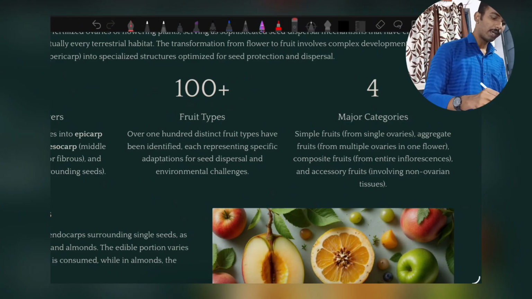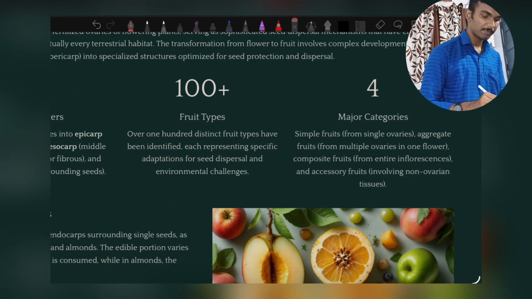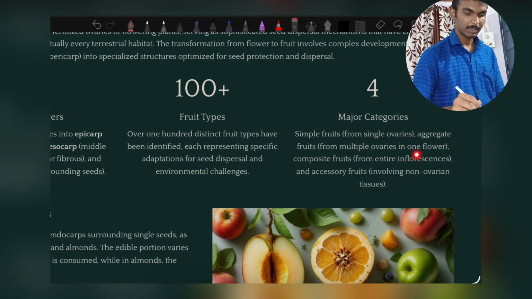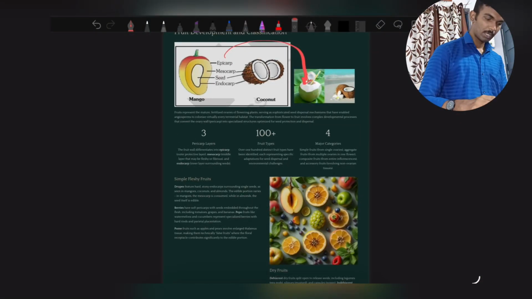Over 100 distinct fruit types have been identified, each representing a specific adaptation for seed dispersal and environmental change. Four major categories: simple fruits from single ovaries, aggregate fruits from multiple ovaries in one flower, composite fruits from an entire inflorescence, and accessory fruits involving non-ovarian tissues.